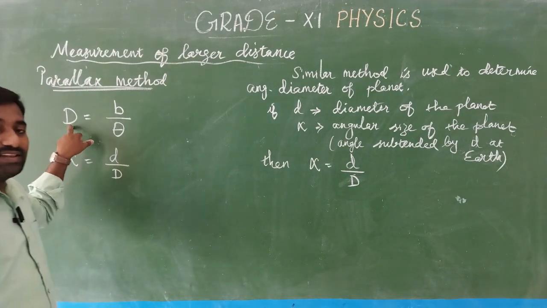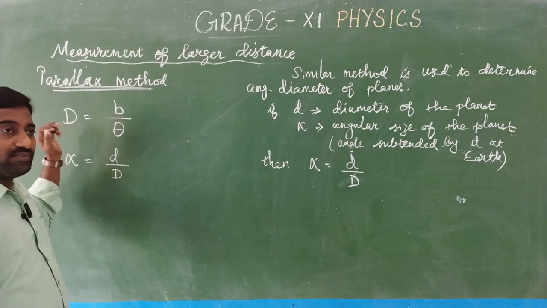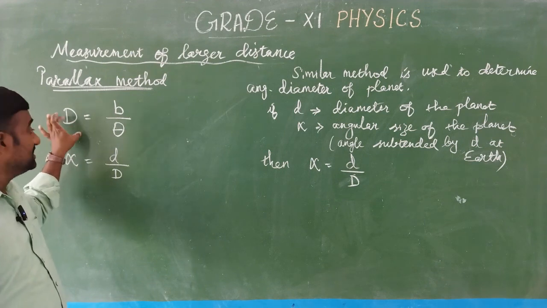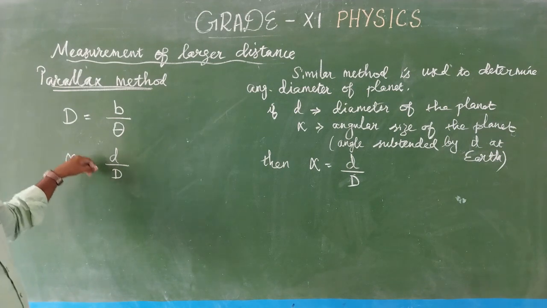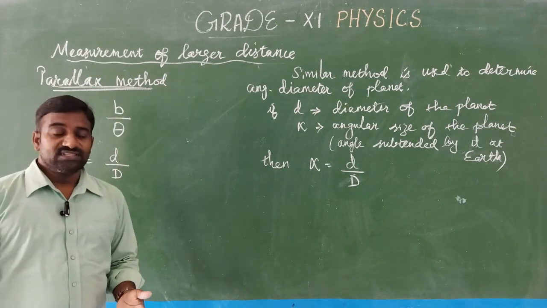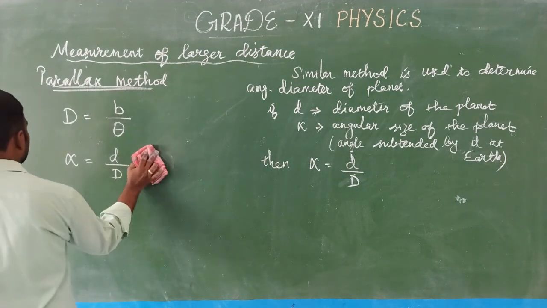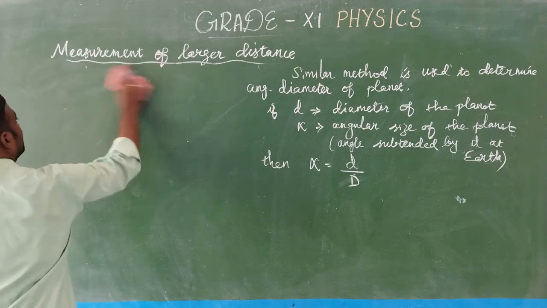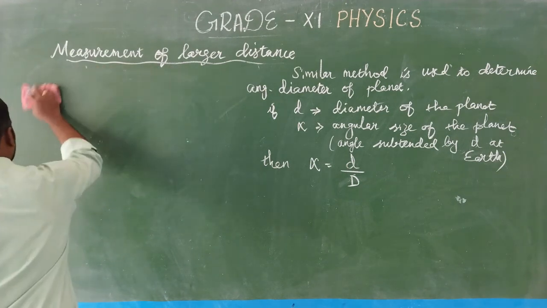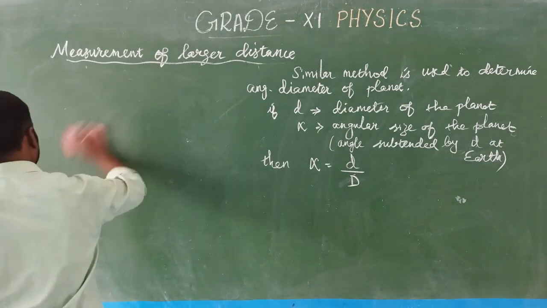This formula is used to calculate the distance of a distant object, from the source to the object. And this formula is used to calculate the angular size of the planet. Okay, we are going to solve some numericals. Before that, one first example is given. Look at the first example. That example is very, very important. By knowing these values only, we can easily convert.